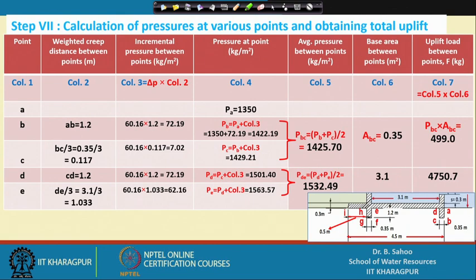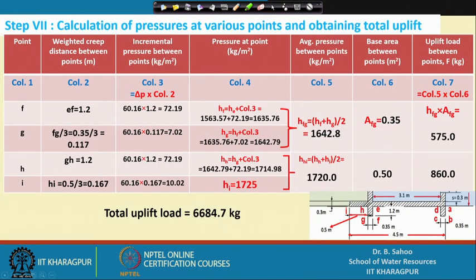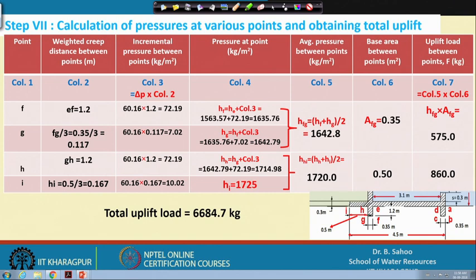The next slide shows our calculation for the points F, G, H and I. Here you can see EF is your vertical line, so it is 1.2 meter. Similarly, you can estimate our incremental pressure, that equals 72.19 kg per meter square, and HF is estimated as 1635.76, that equals HE plus column 3, and the average pressure is estimated as 1642.8 kg per meter square.